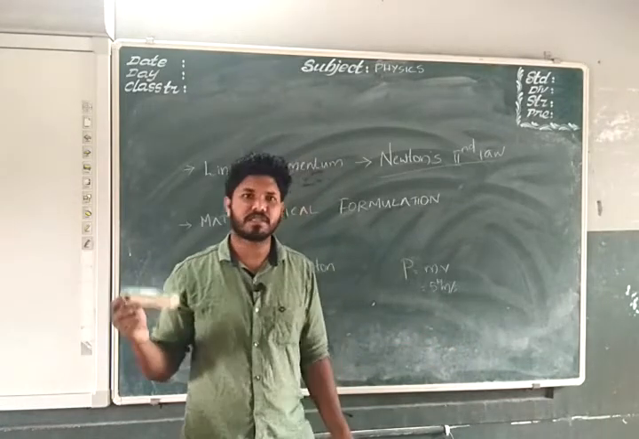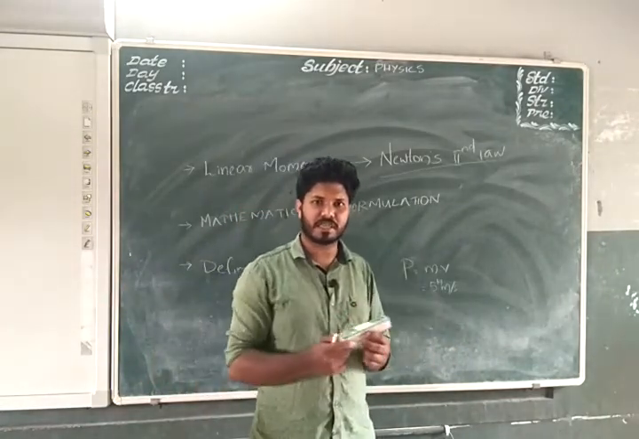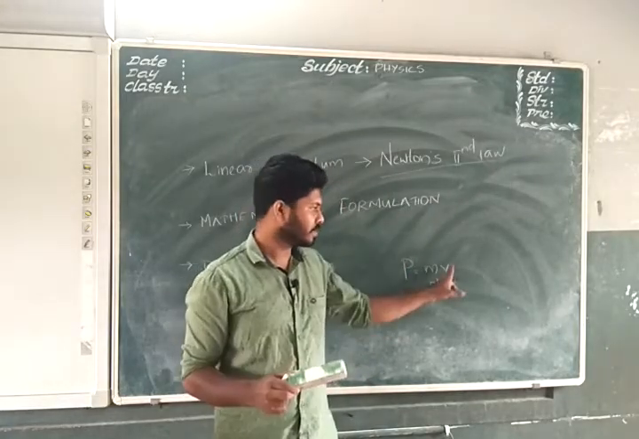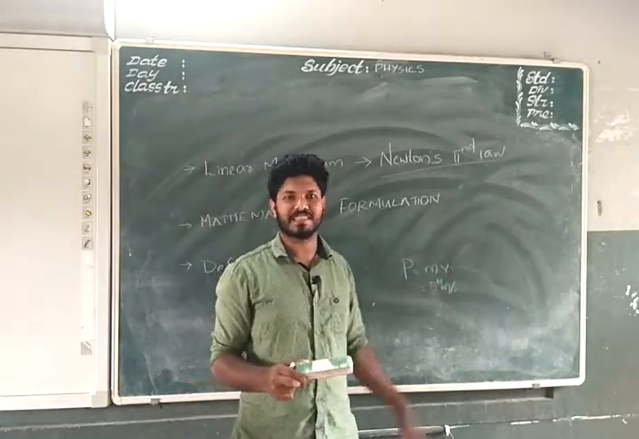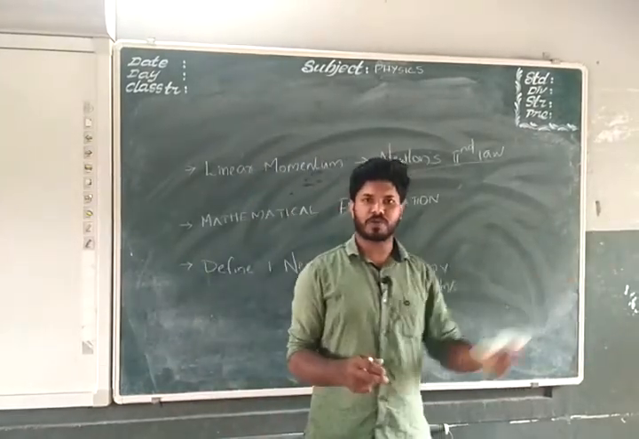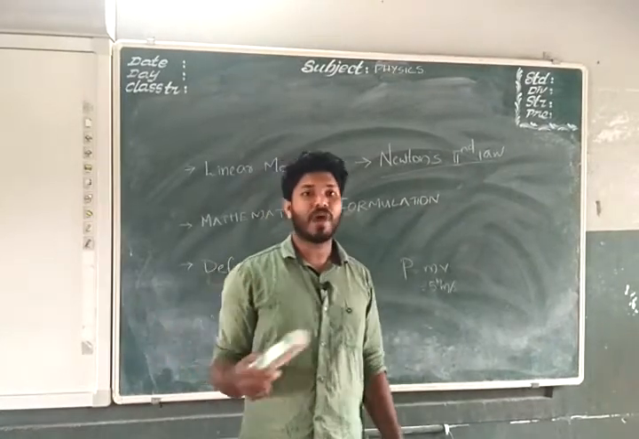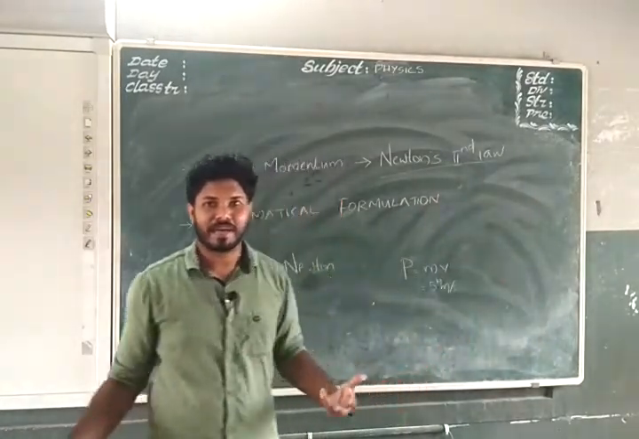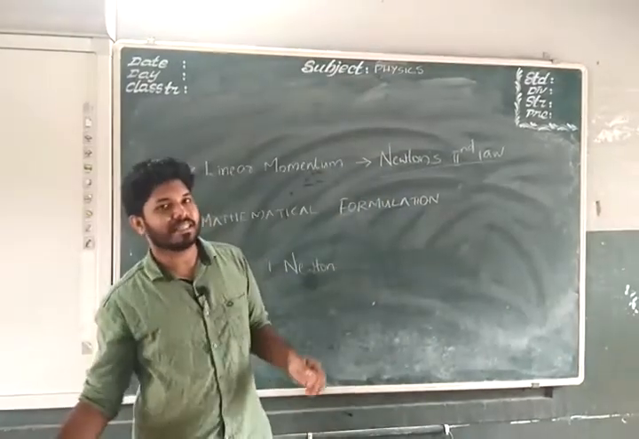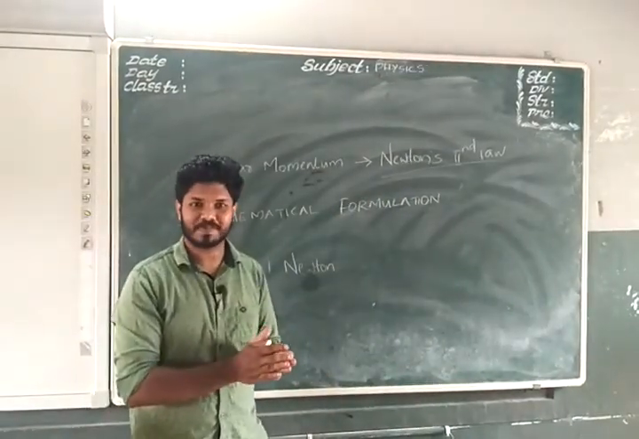How can we change the linear momentum? How can we increase its linear momentum? We can't increase the mass of this duster. I can only increase which thing? Velocity, isn't it? How can I increase the velocity? I'll give more force on this duster, so we have to apply an external force in order to make a change in the linear momentum of an object, isn't it?